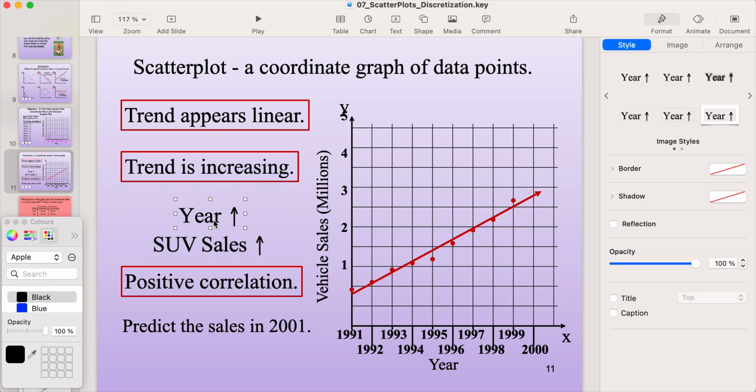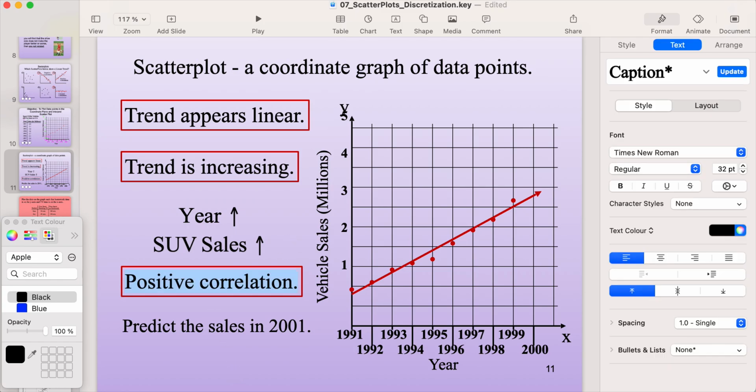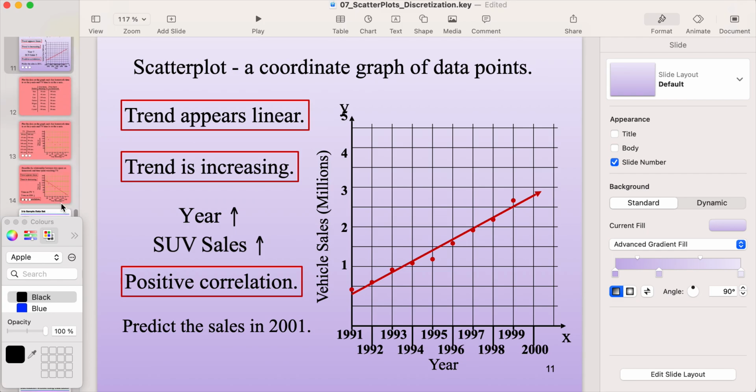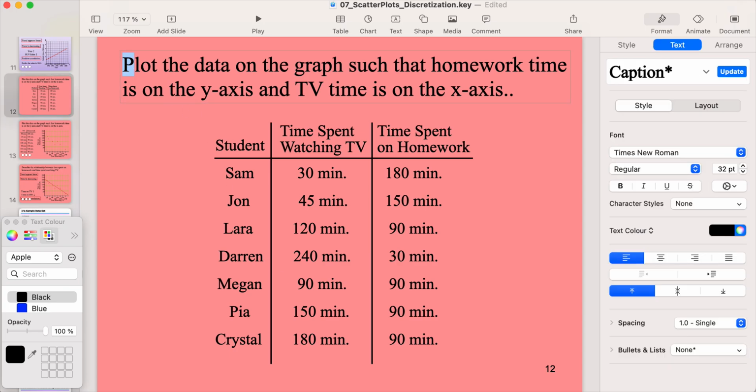This means when the year increases, the SUV sales are increasing, so there is a positive correlation between those two attribute values. Let's do some exercises here. Can you think about this and plot the data below on a graph with x and y axis?